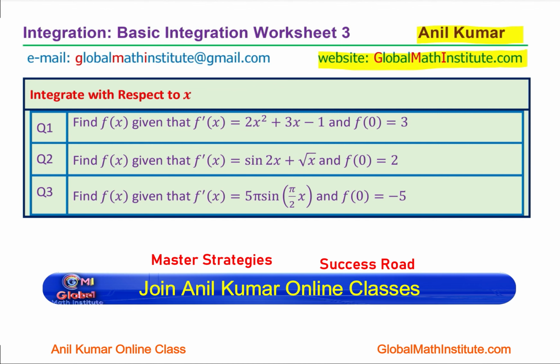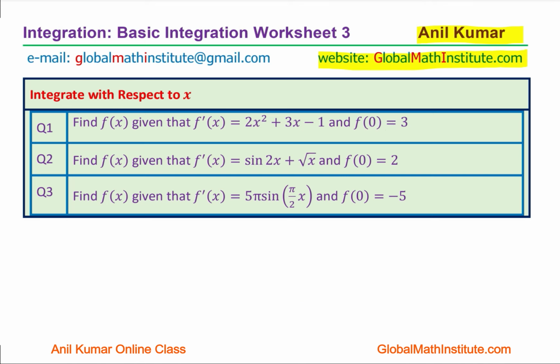Question number 1. Find f of x, given that the derivative of the function f prime x is 2x squared plus 3x minus 1 and f of 0 equals 3. Question 2. Find f of x given that the derivative is sine 2x plus square root x and f of 0 is equal to 2. Question 3. f of x you need to find, and you are given the first derivative as 5 pi sine pi by 2x and f of 0 is minus 5.